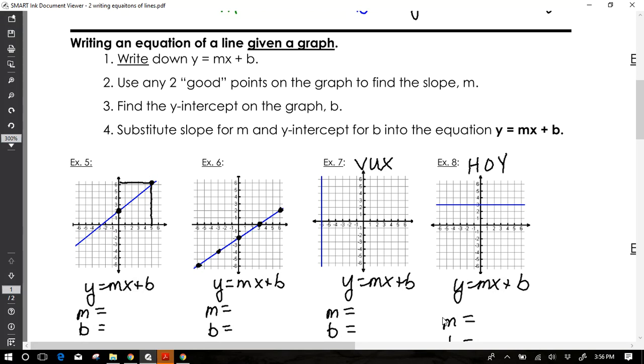All right, I also did the same thing that I asked you to do in example 6, except I tried to identify all the possible good points that I could see. So anything that you might have chosen should be showing up here. Now let's go ahead and do step 3. Find the y-intercept on the graph. So my y-intercept is blue, and I see my y-intercept right there at 2. This y-intercept is at -2, and that's the y-intercept.